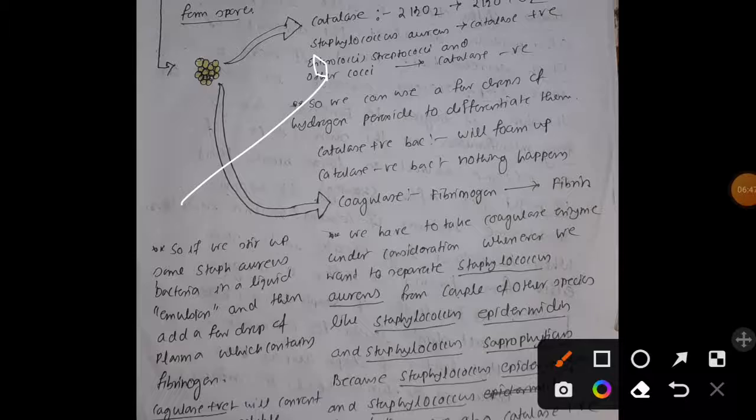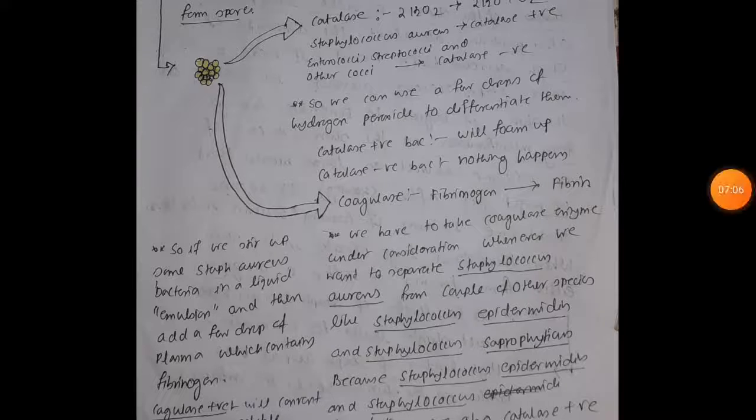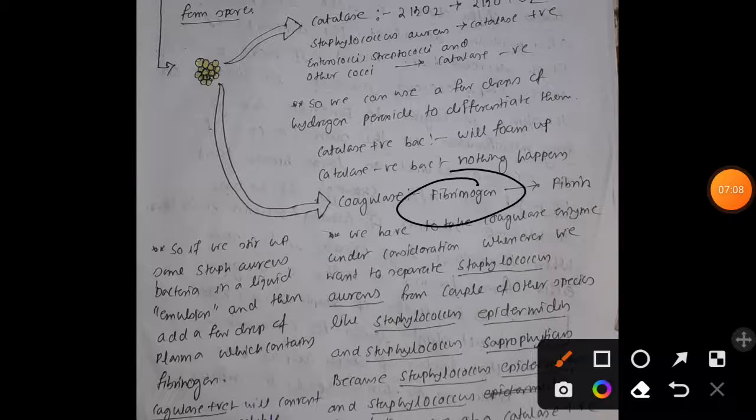Instead, you can use another type of enzyme, coagulase. It is another enzyme produced by Staphylococcus aureus that you can use to distinguish it from other types of bacteria. What is the function of coagulase? Coagulase has the ability to convert fibrinogen into fibrin, and fibrin plays an important role in clot formation.